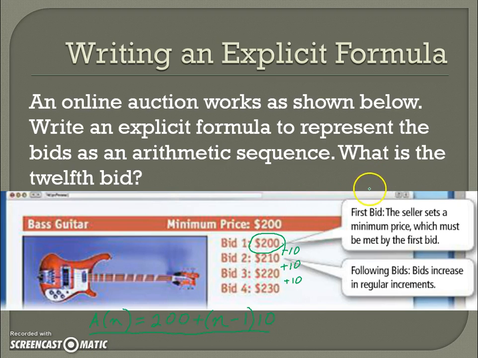Now this last part, it says what is the 12th bid. The reason the explicit formula is nice is I don't have to know the 11th bid to figure it out. I could just plug in the 12 here. So A of 12 is equal to 200 plus 12 minus 1 times 10, which isn't super difficult math. You'd end up finding that A, the 12th term, is $310. And that's just by simplifying that math. So you shouldn't have any issue with that. Use your notes to be able to set these up. This is the way it's going to look.